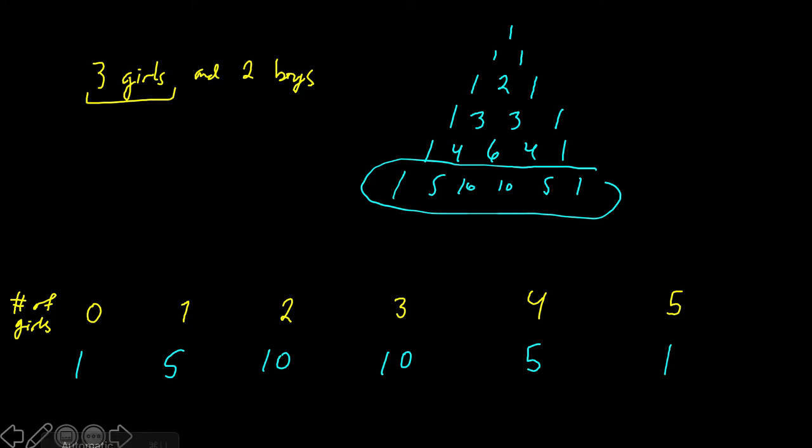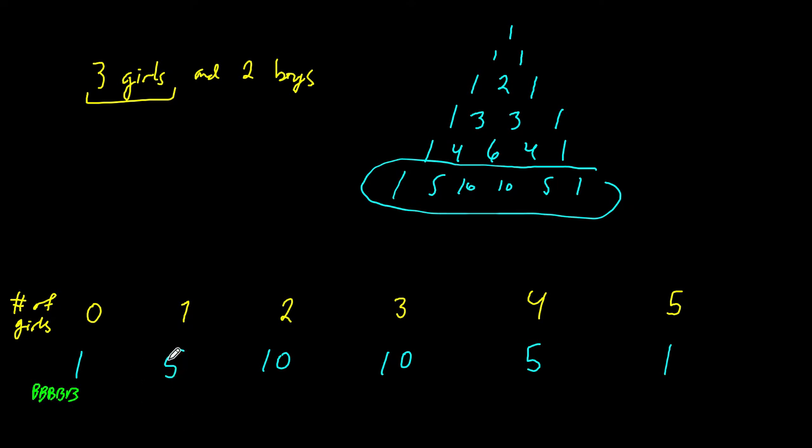So what do we mean by this? For example, if you ask how you can come up with exactly 0 girls, there's only one way. These are the number of ways. The only way is that all your children are boys: boy, boy, boy, boy, boy. That's the only way for you to have 0 girls.